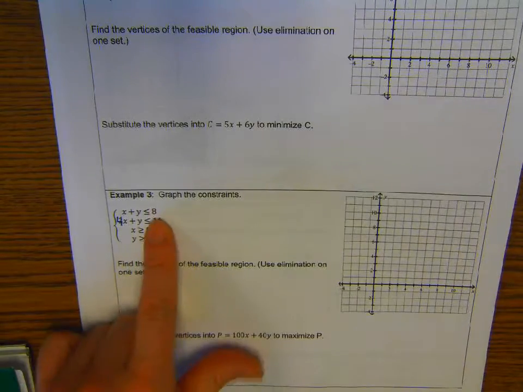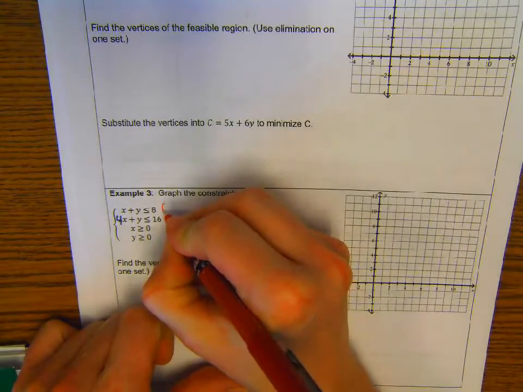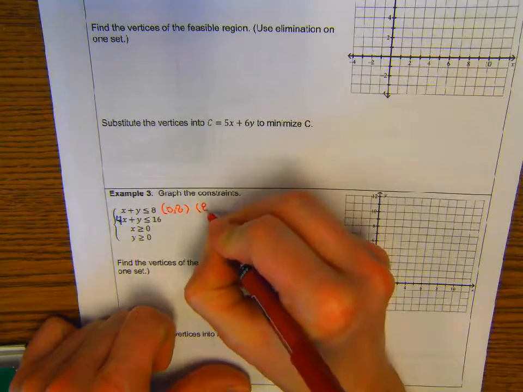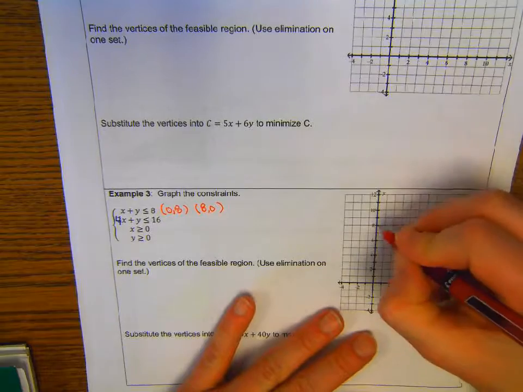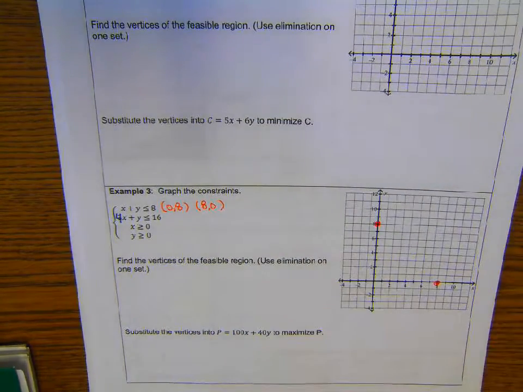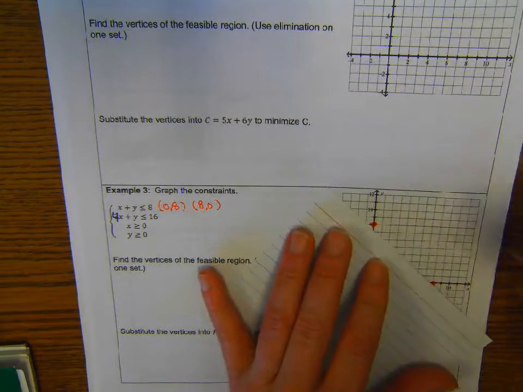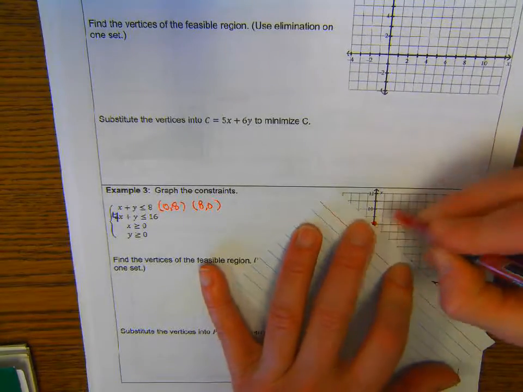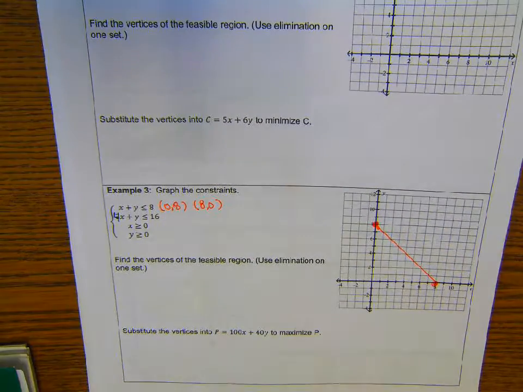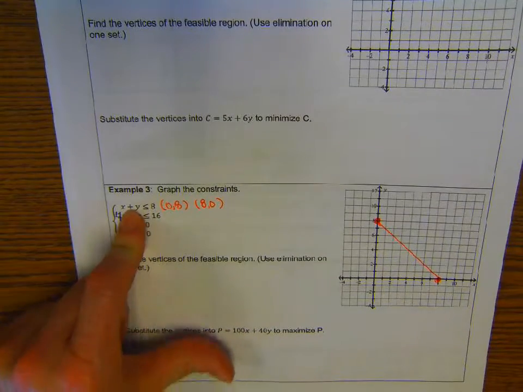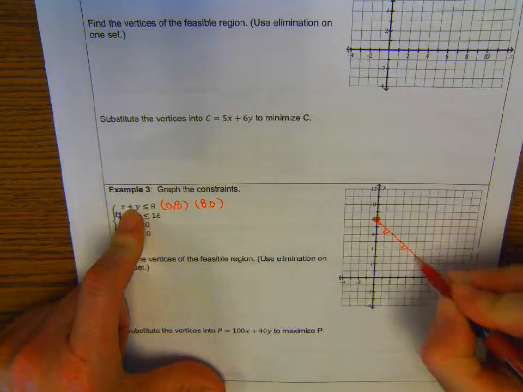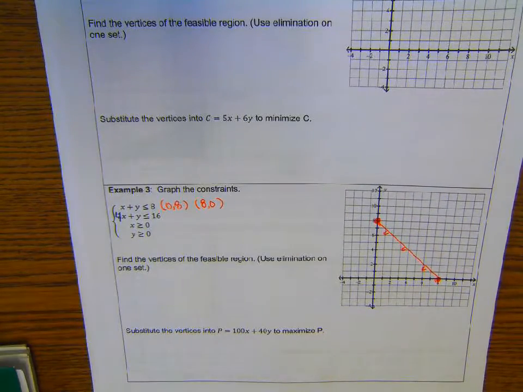What are the coordinates of this one? 0, 8, and 8, 0, just like last time. All right, let's plot 0, 8, and 8, 0. We're going to draw a solid line through it. And if I did a test point, that tells me I'm going to shade below this line. I'm not going to do it quite yet because I want to highlight it instead.